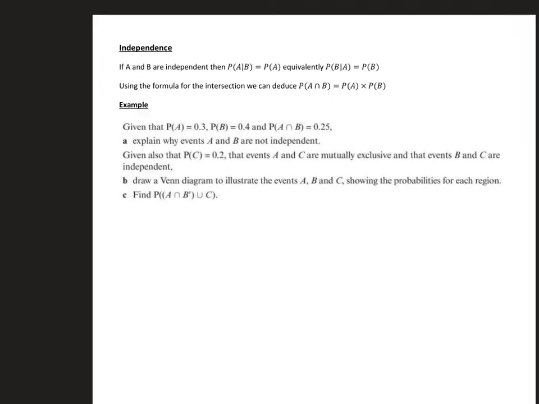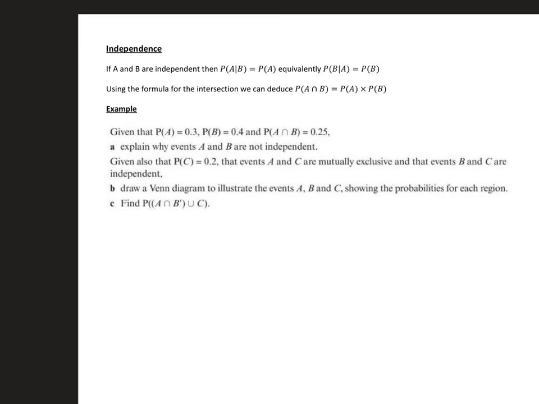Okay, let's talk a little bit about independence now. So if A and B are independent, then that means A given B is just the probability of A. B doesn't affect it. And equally, B given A is just B.